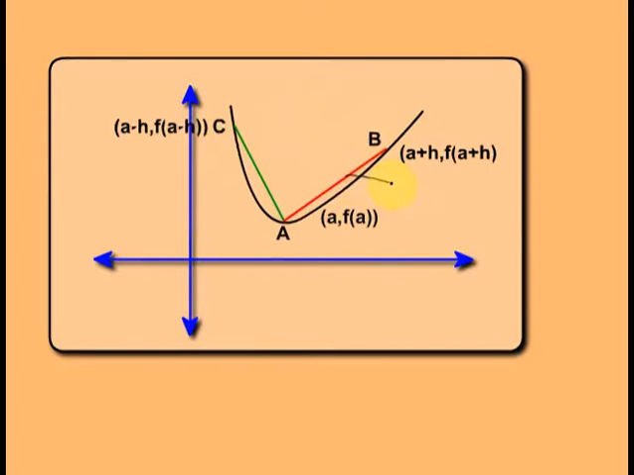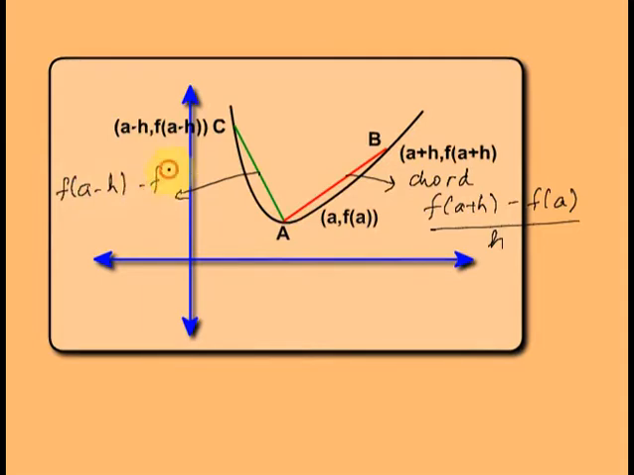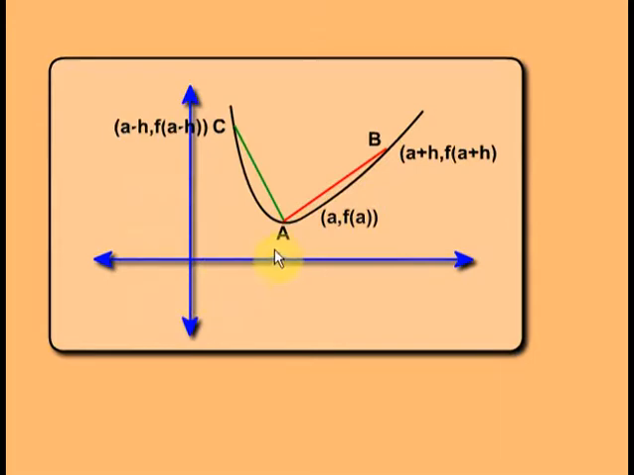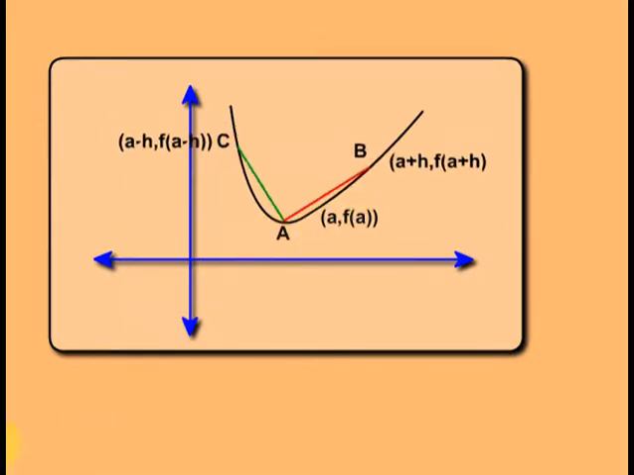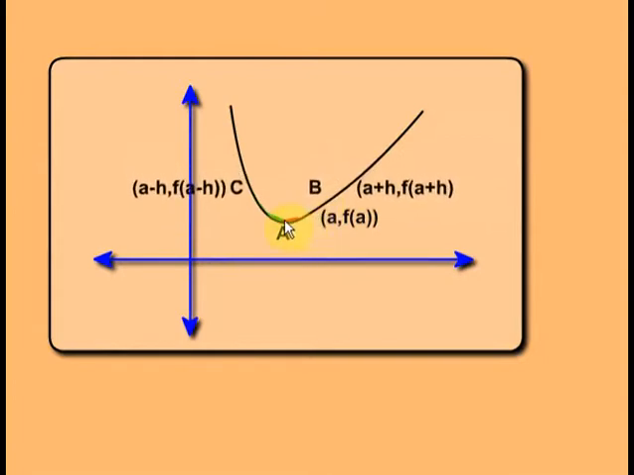Now we see that AB is a chord, the slope of which is equal to f(a plus h) minus f(a) divided by a plus h minus a, that is equal to h. Similarly, the slope of this chord AC is f(a minus h) minus f(a) divided by minus h. If we say that B and C come very close to A, that is, they are slowly moving towards the point A, we see that the slope of AC is equal to the slope of AB.